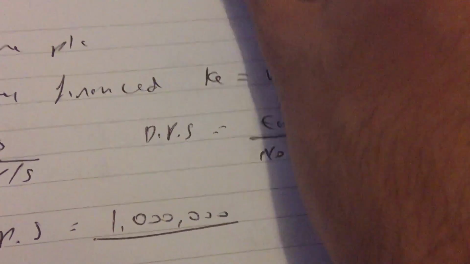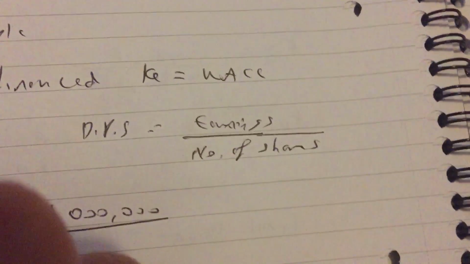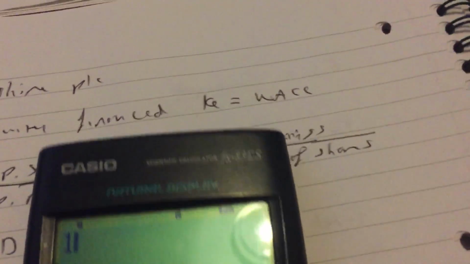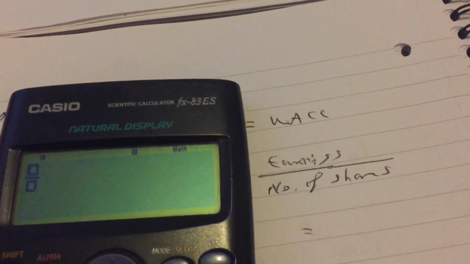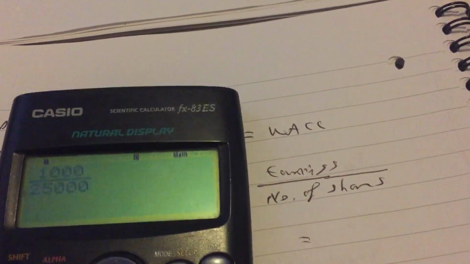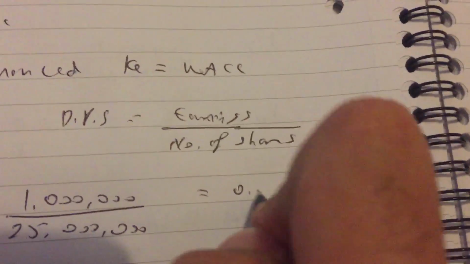So how many shares does Hampshire have? Their competitor Hampshire has 25 million ordinary shares. So 1 million divided by 25 million equals 0.04. So dividends per share is 0.04, so 4 pence per share.